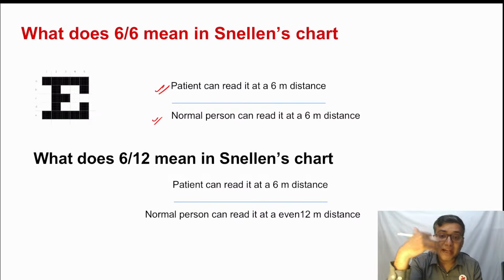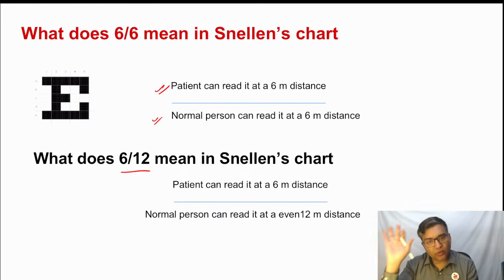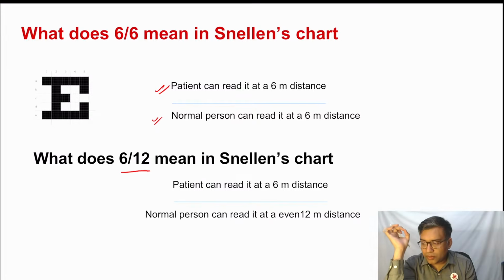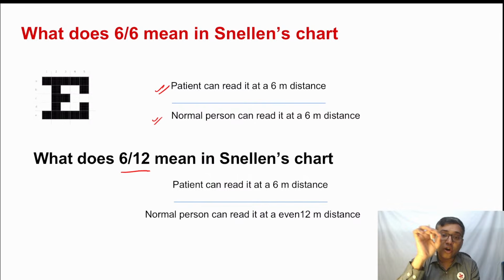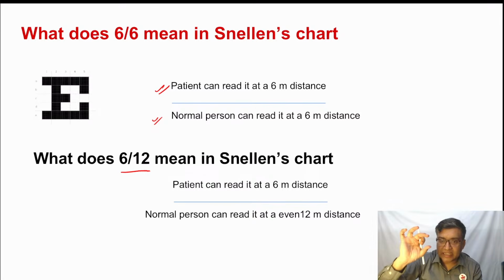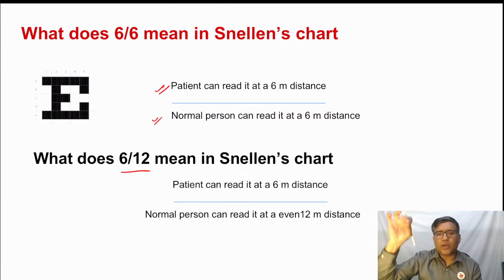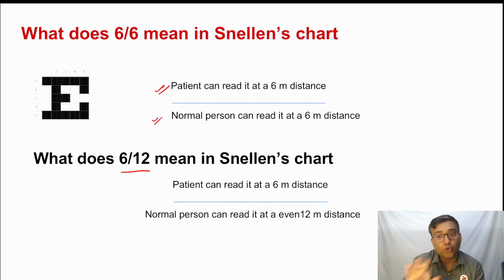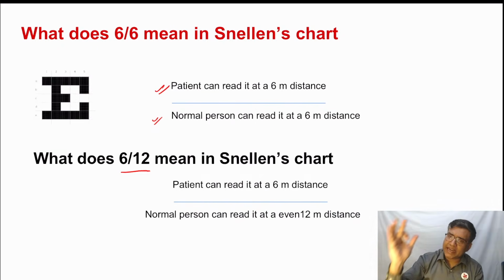Now what is the meaning of 6/12? So 6/12 means the letter is big enough. As you can see here, this is my letter 6/12. A patient can read it from 6 meter distance, but because this is a bigger letter, a normal person can see it even at 12 meter. Are you getting my point? Because there is a decrease in the visual acuity, the patient needs to come closer, but a normal person can see even at 12 meter. This is the basic fundamental of 6/6 vision, 6/9 vision, 6/12.